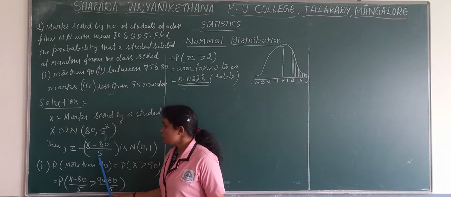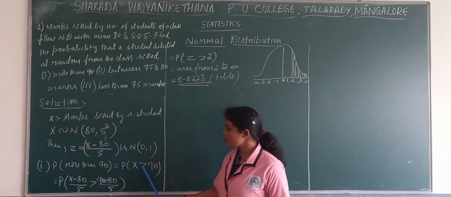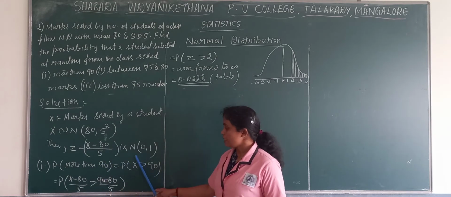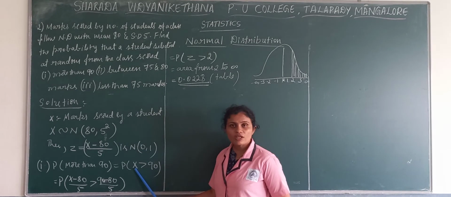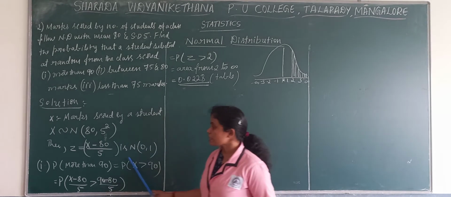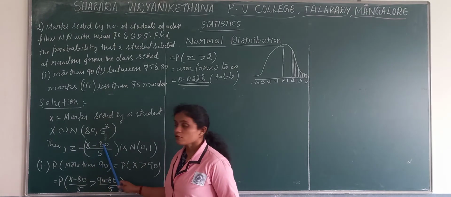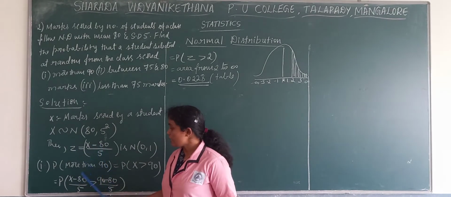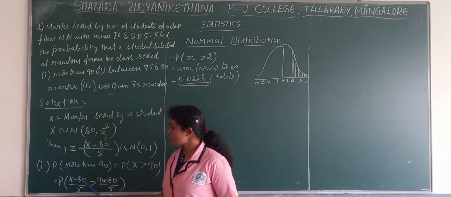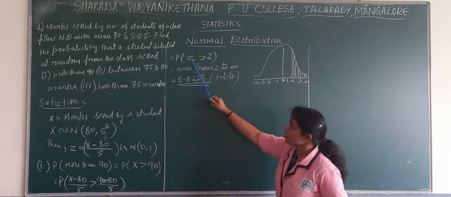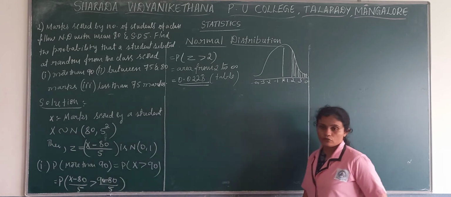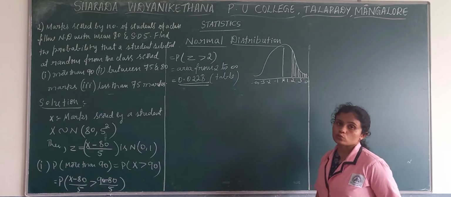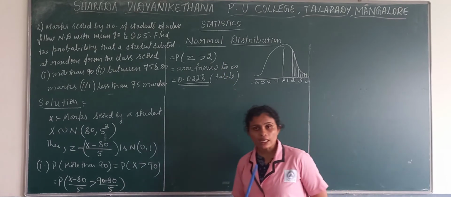Take the probability x is greater than 90. In the place of x, that is the normal variate, convert the normal variate into the standard normal variate. Apply this formula, this is nothing but the standard normal variate Z. Calculate this: 90 minus 80 by 5, you get 2. That value you get from the table.